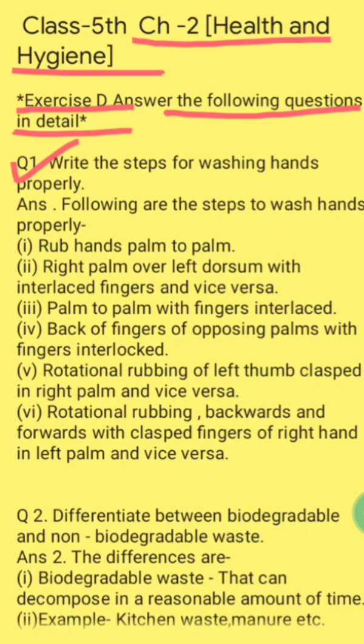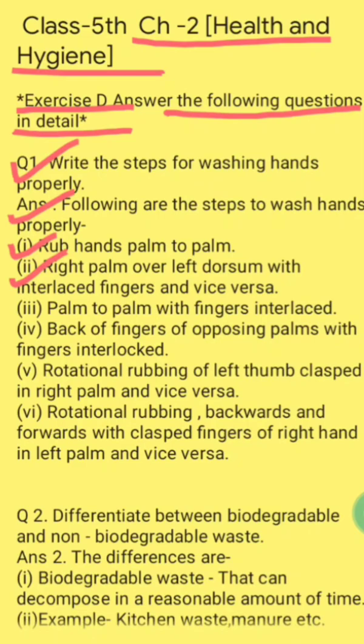Okay, so answer 1 is following are the steps to wash hands properly. First is rub hands palm to palm. Next one is right palm over left dorsum with interlaced fingers and vice versa. First we have to wash our left hand properly with the right palm. Then next time we have to wash our left palm with our right hand.